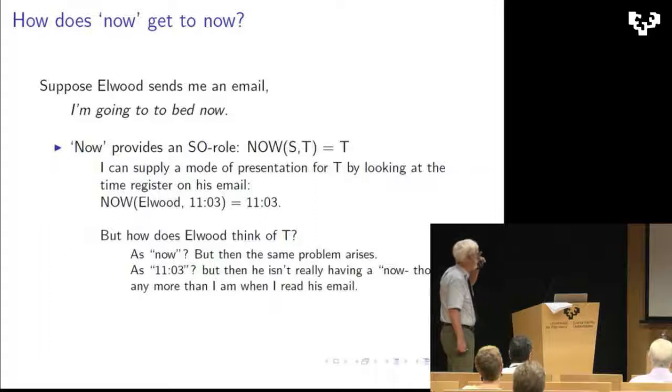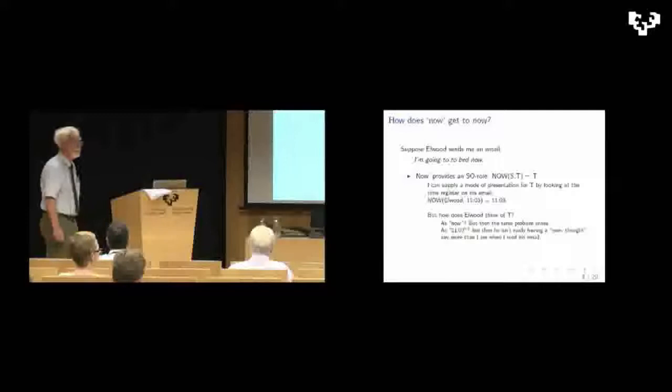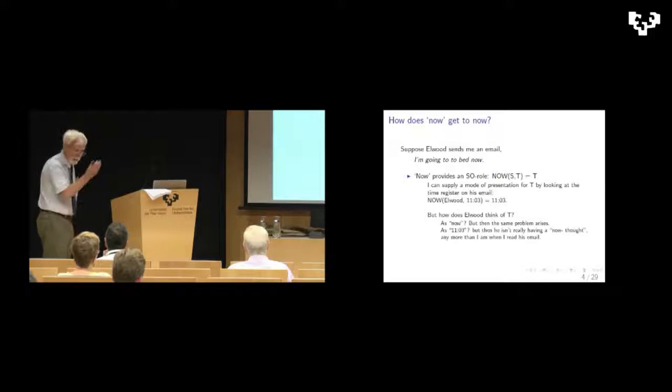So I seem to be able to think the thought, Elwood went, I seem to be able to arrive at an O content. But how does Elwood think of T? I mean, if I couldn't fill in the subject and the time, I wouldn't have been able to refer to a time as the time that Elwood went to bed or said he went to bed. I could have quantified it, there's some time such that the subject, but I had a way of thinking of Elwood and a way of thinking of the time, 1103 and T.